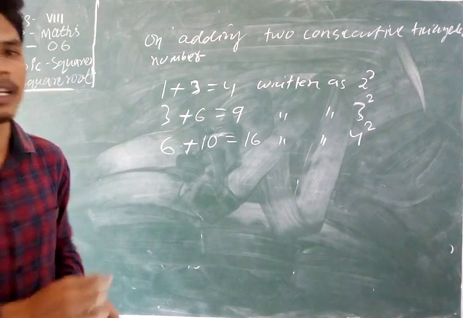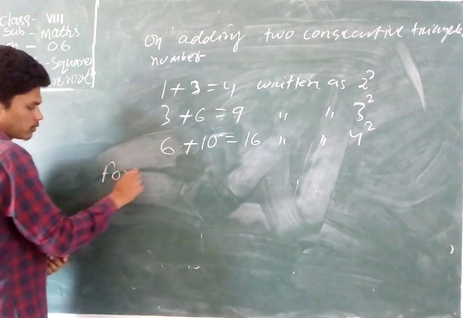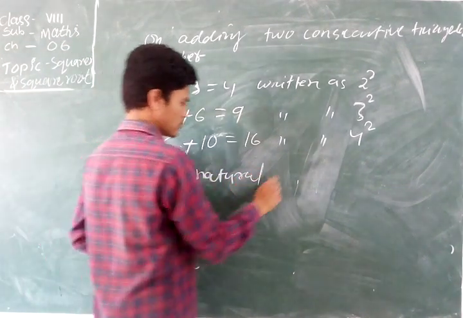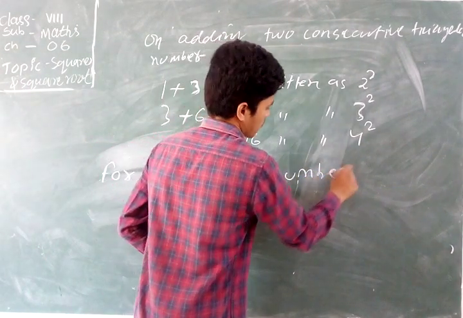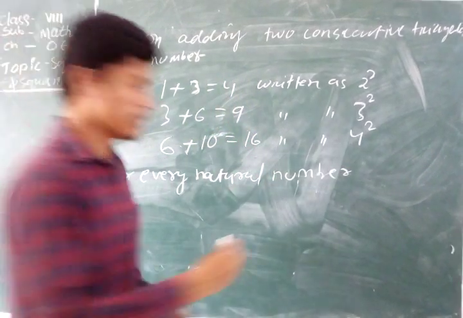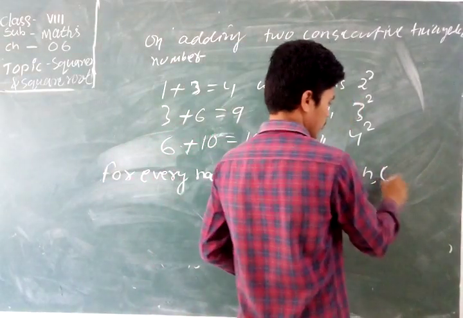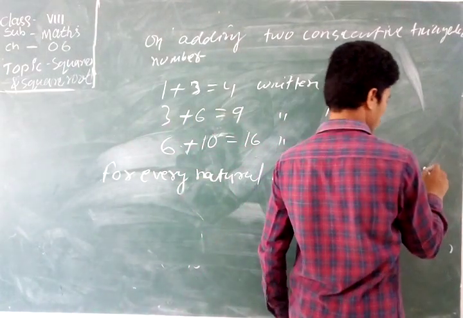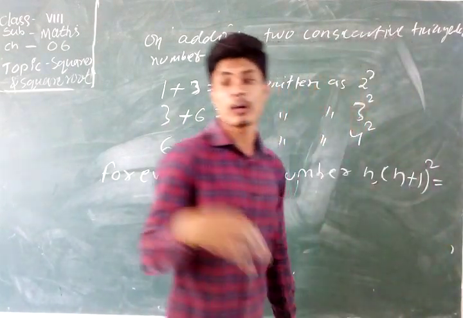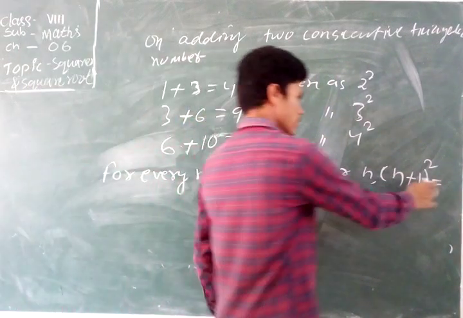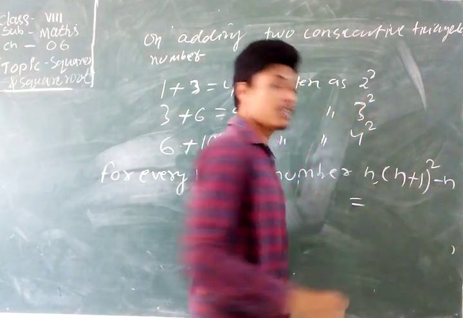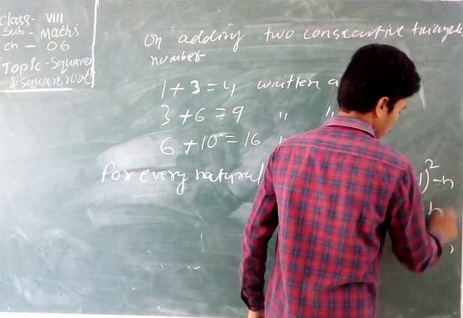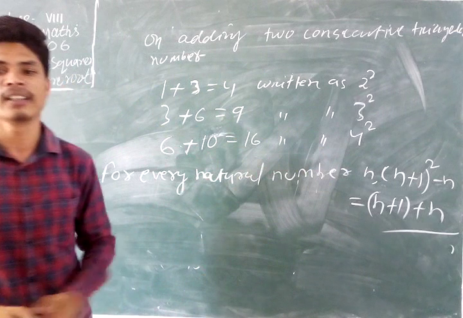Now for every natural number there is a rule. We can find it easily: if the natural number is n, then n square equals n into n plus 1 over 2, plus n into n minus 1 over 2. We can find the answer using this process.